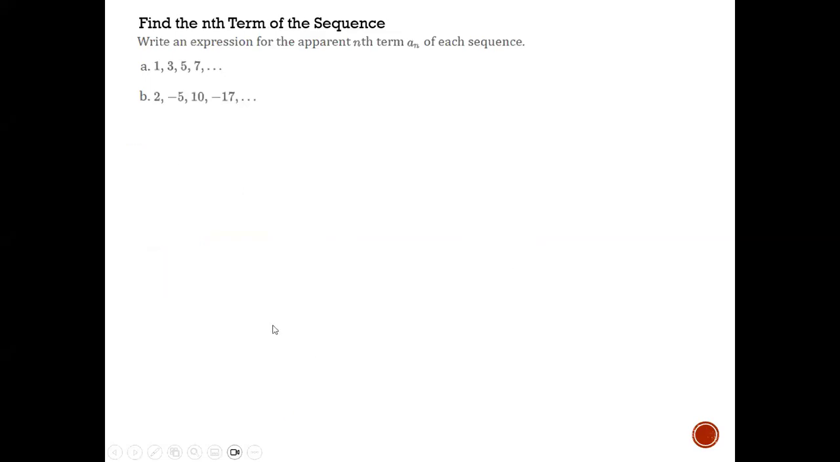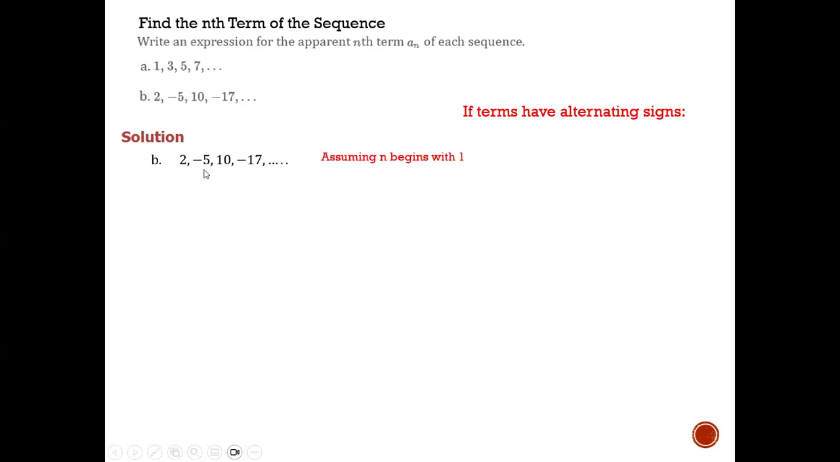So let's try the next one, part B. 2, negative 5, 10, negative 17. Now, remember that when we have alternating signs, we have to account for that, right? So n begins with 1. Here are our options. We're going to have to use negative 1 to the n if our first term is negative, or negative 1 to the n plus 1 if the first term is positive.